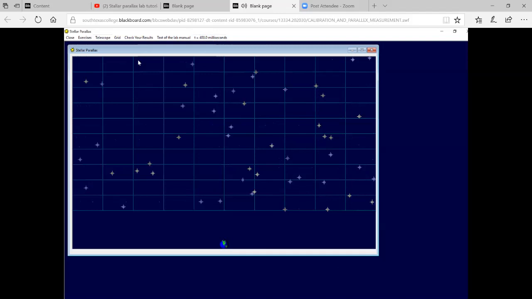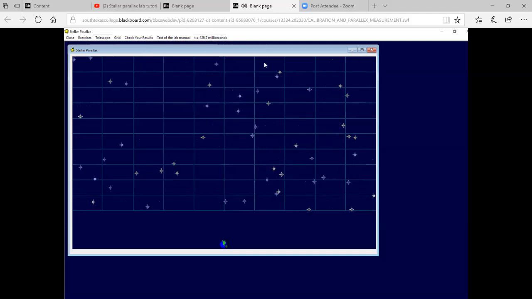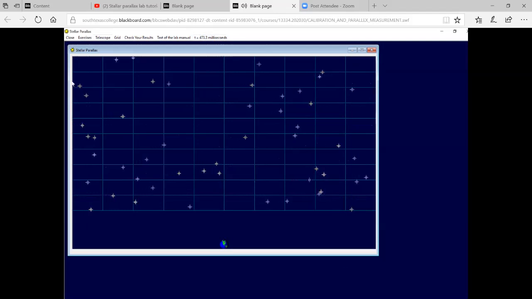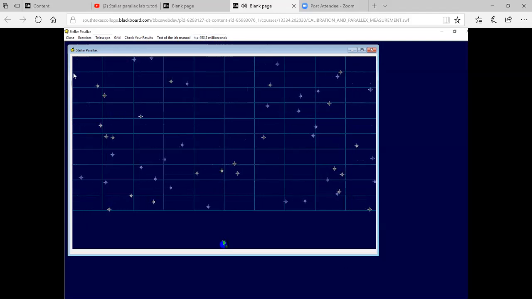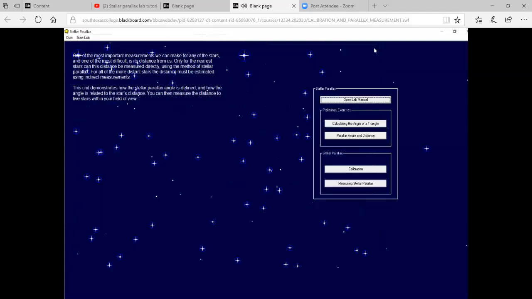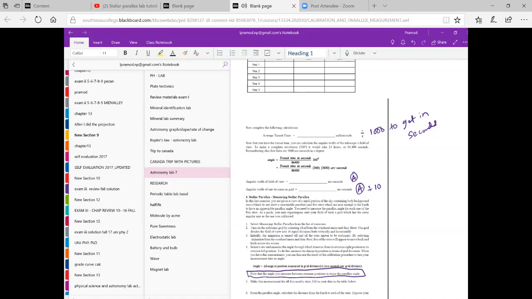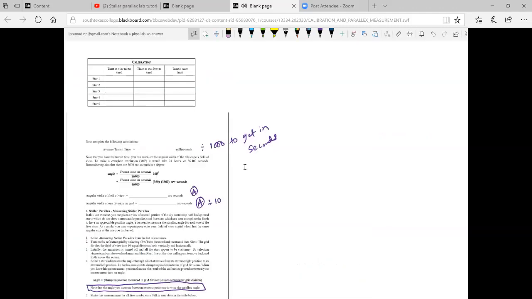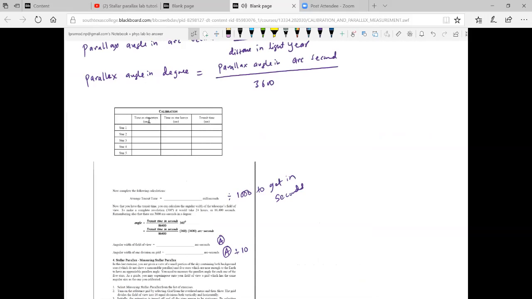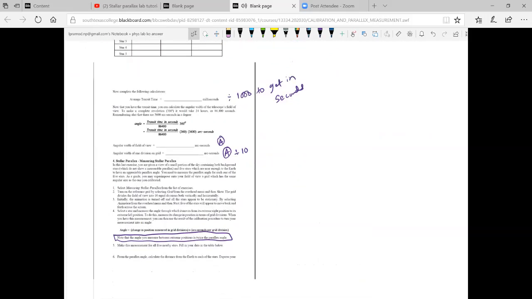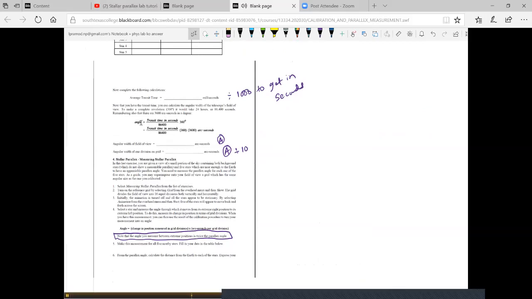There are 1, 2, 3, 4, 5, 6, 7, 8, 9, 10 grids. So 10 grids. And then how long does it take for a star to go from here to here? Once you have that, you go over here and use the table here: stars, time as star enters, time as star leaves, and transit time. You can work for a few stars to get the average in milliseconds. Once you have the milliseconds, you divide by 1000 to get the time in seconds.